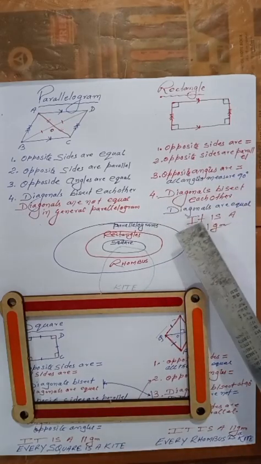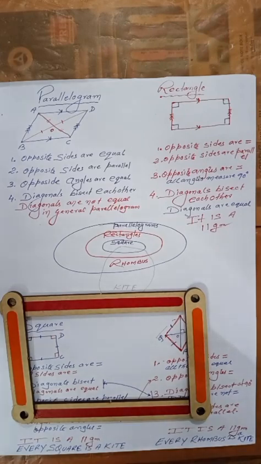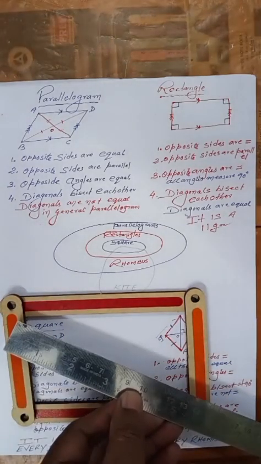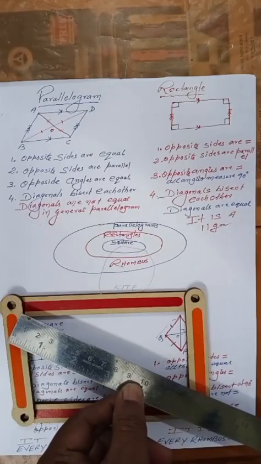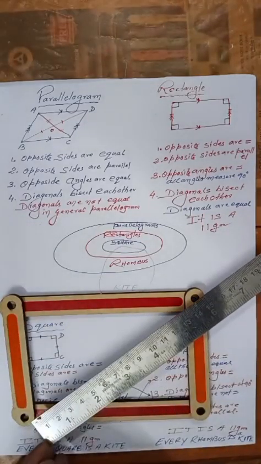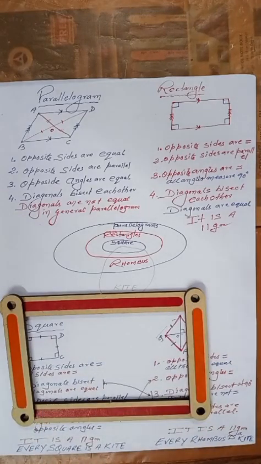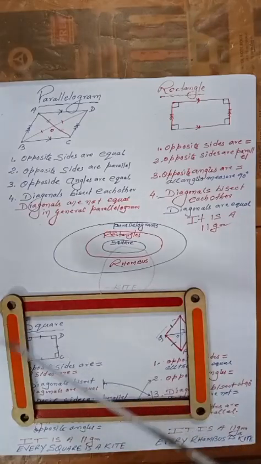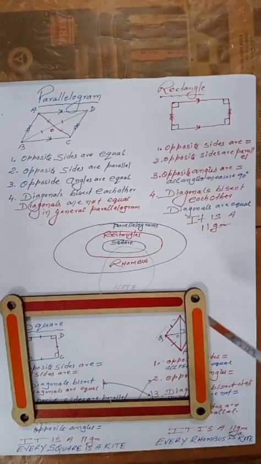Diagonals bisect each other, and diagonals are equal. If you measure the diagonals you'll find they are equal. Here you see it is coming 5.5, and here it is also coming 5.5. Clear? So diagonals are equal in a rectangle, and the diagonals bisect each other. They are also bisecting each other.